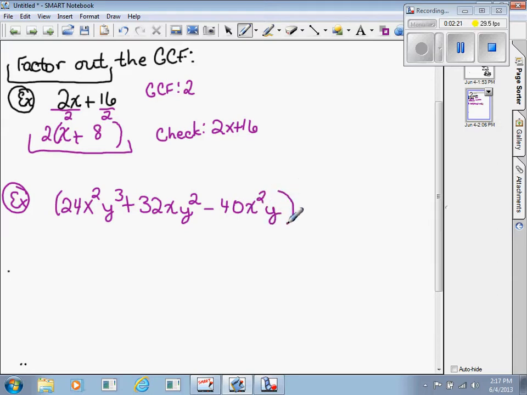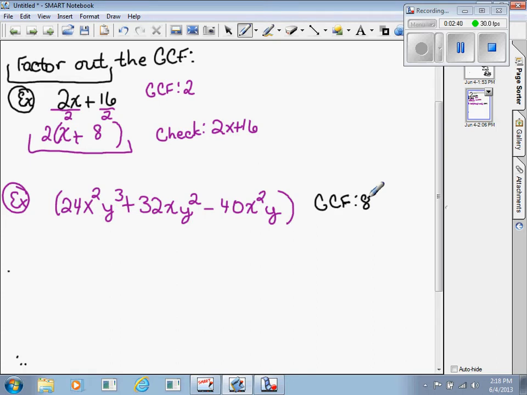Again, we need to look through these three terms and identify the greatest common factor. It must be identified before it can be factored out. Start with your coefficients, 24, 32, and 40. 8 is the largest number that is a factor of all three of them.